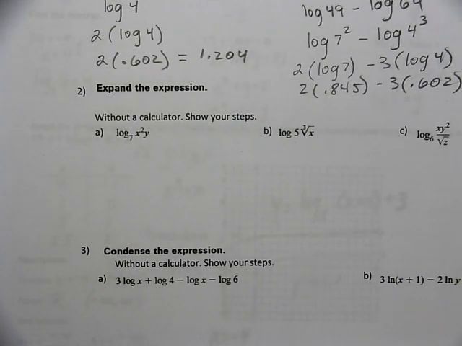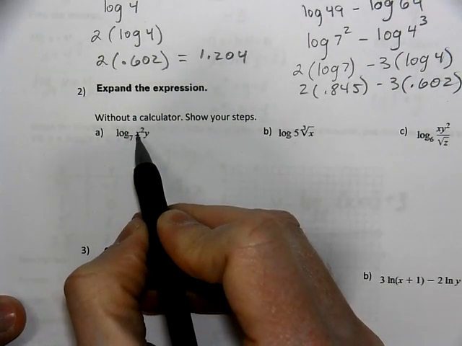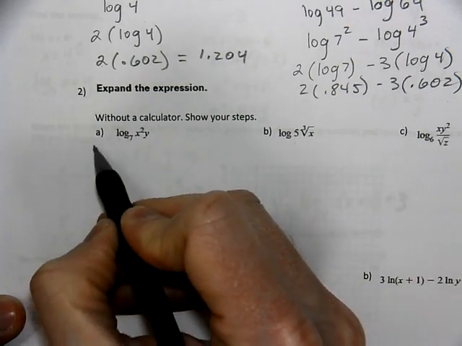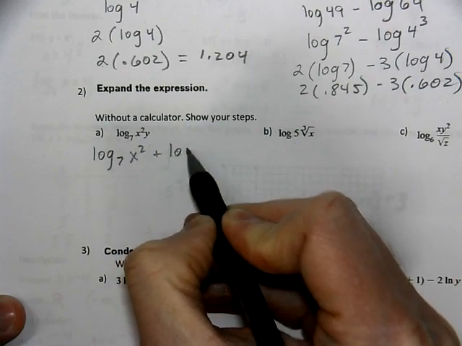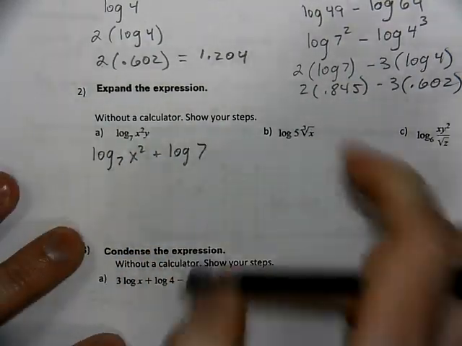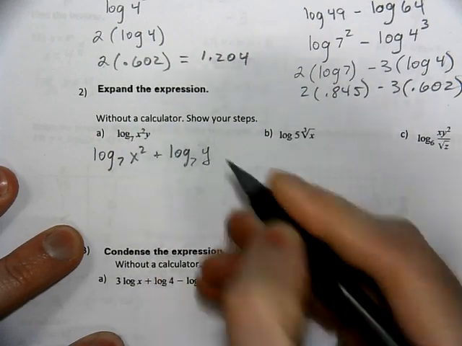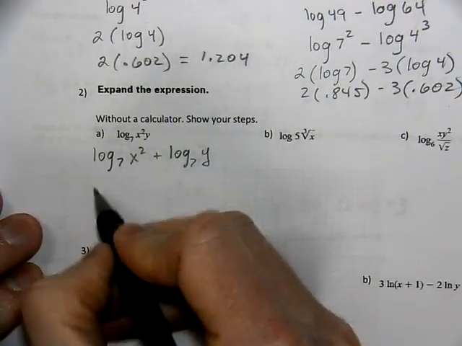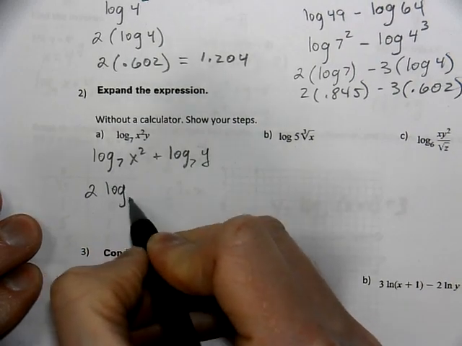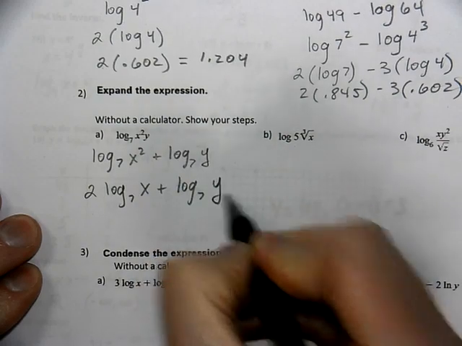Next, we're going to expand. That means we're going to write more logarithms. So first we notice that x squared and y are multiplying to each other. So that means we're going to write them with addition separating them. Then I'm going to bring the 2 out in front, and I've done everything I can.